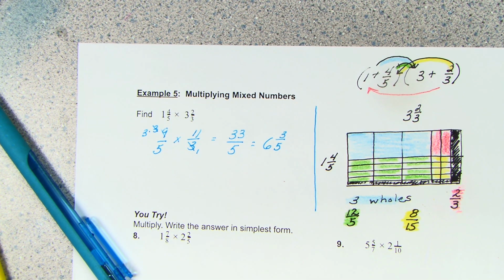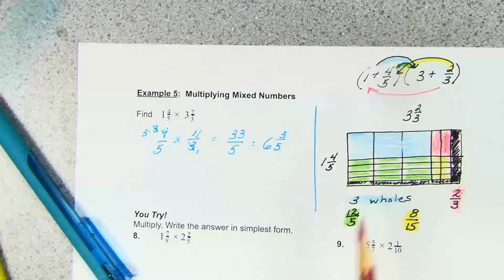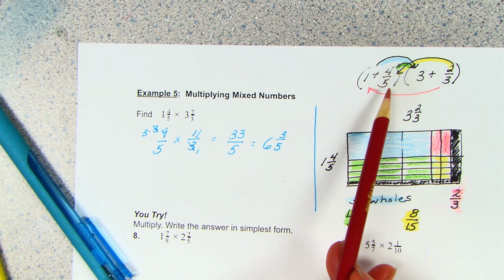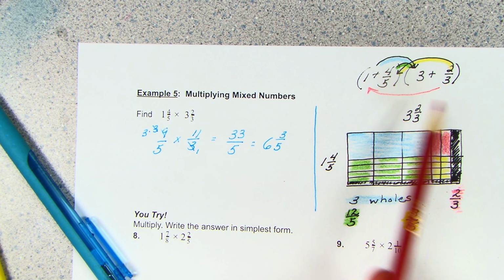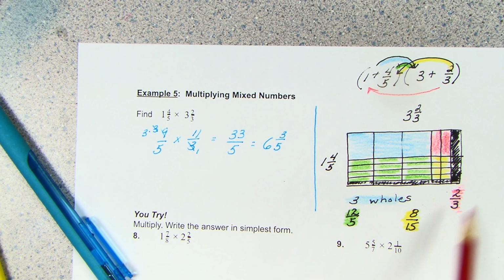Okay? So when you get into algebra in 2 years, you'll be doing this. You'll be multiplying 2 numbers by 2 numbers. And this is a great model. We call that multiplying binomials. This is a great model for that as well.